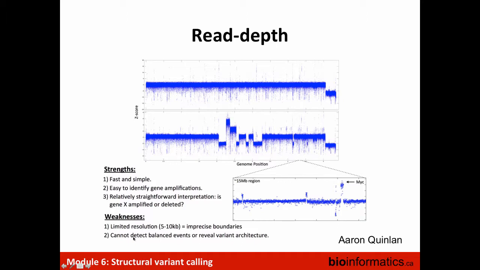The weaknesses and challenges are that it's not clear exactly what the resolution is, and how do you select the appropriate bin size? So the actual boundaries of the events are not necessarily well characterized, and you cannot detect balanced events. So if there's an inversion, you won't be able to tell. Also, if there's a duplication, you won't be able to tell where that duplication is.